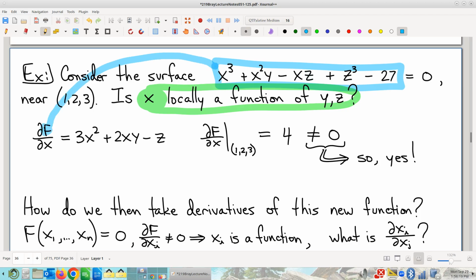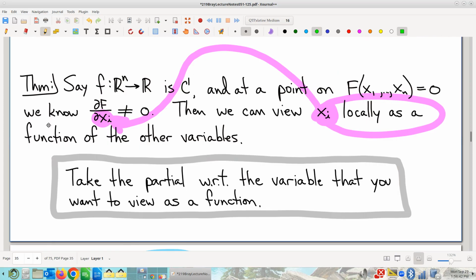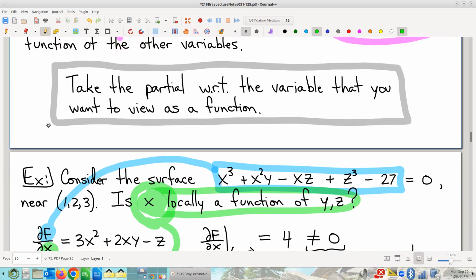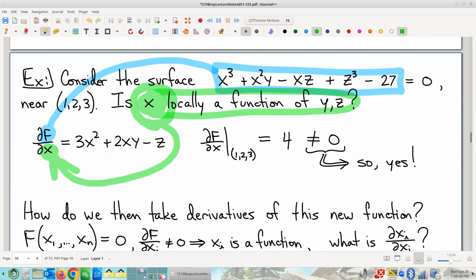Whatever our capital F is, that's what we're taking a partial of. And whatever variable we want to view as being a function of the others, that's what we take the partial with respect to. Everybody happy with that? Okay. Just following this theorem right here. And then it's all over but the shouting.